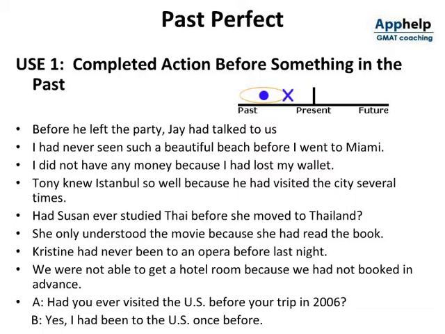She only understood the movie because she had read the book. Christine had never been to an opera before last night. We were not able to get a hotel room because we had not booked in advance. A. Had you ever visited the United States before your trip in 2006? B. Yes, I had been to the United States once before.